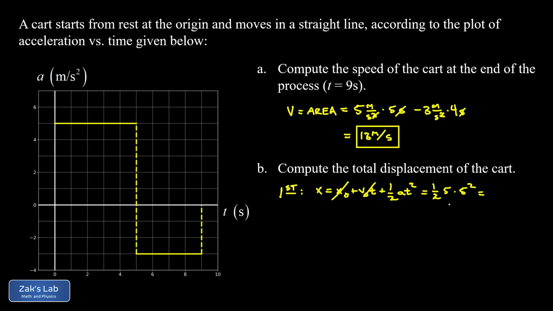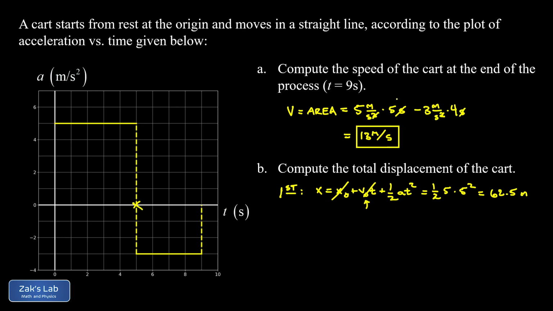I'm going to go ahead and be lazy and not write the units in there, but if you find them helpful, there's certainly no problem with it. And I end up with 5 times 25, which is 125 divided by 2, giving me 62.5 meters for the displacement in that first leg of the process. Now in the second leg of the process, we're going to do a similar thing, and we're going to use the same equation, but we need to figure out what the velocity is at the beginning of the second part of the process. So I mean at t = 5 seconds.